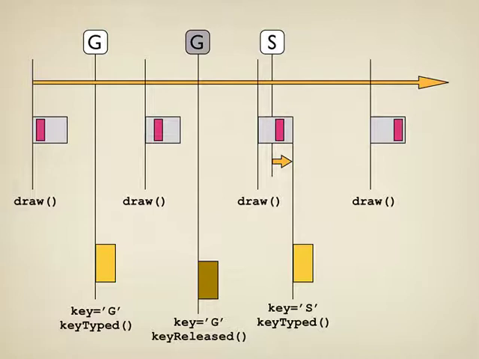So this picture shows you the general flow. Draw gets called every time the alarm clock rings, unless something else is going on. And every time you press or release a key on the keyboard, the routine key typed or key released gets called as soon as it can, with the global variable key set to the letter that was just pressed or released. That's the general idea, so let's actually make a key typed routine.